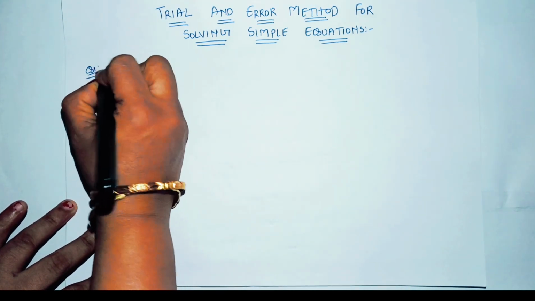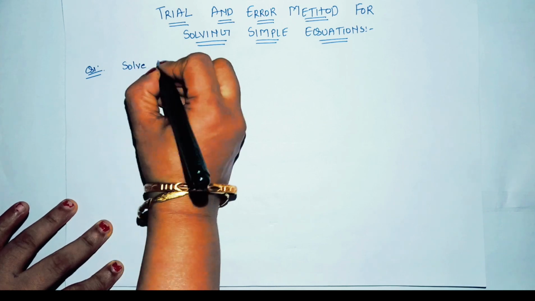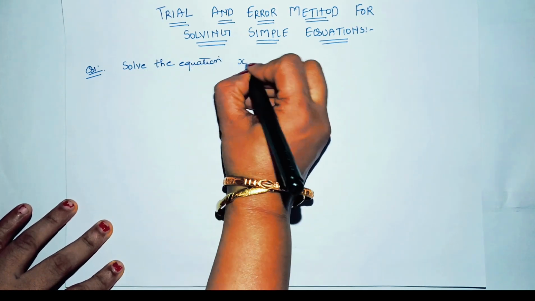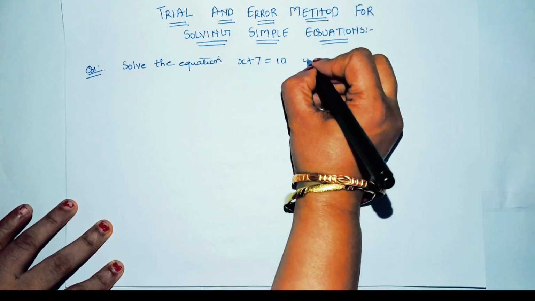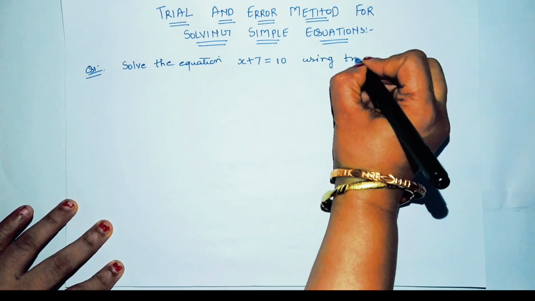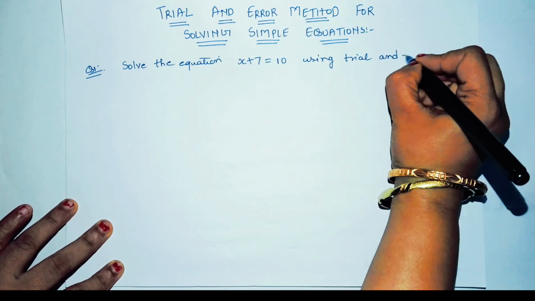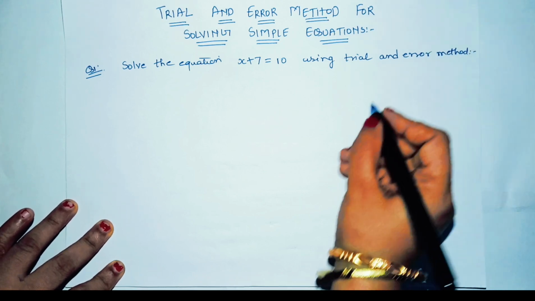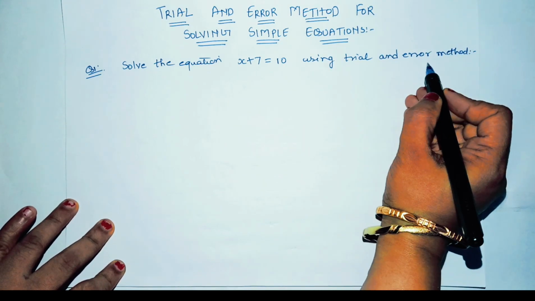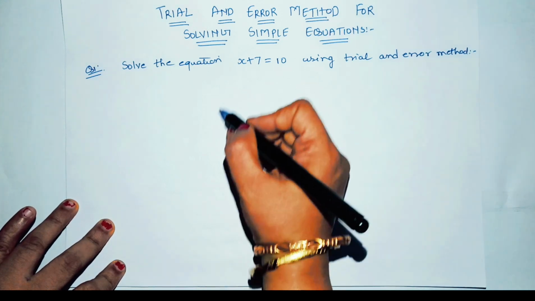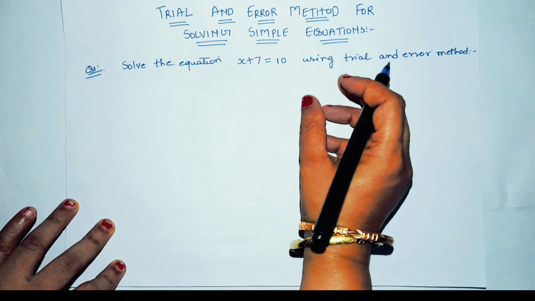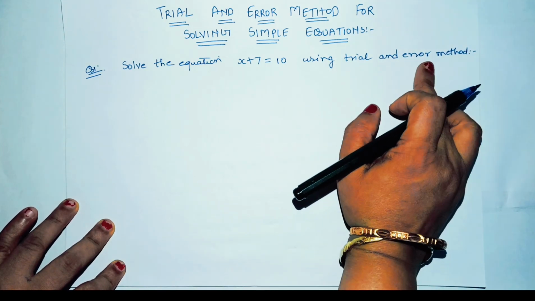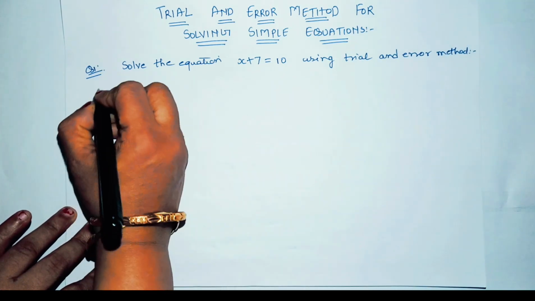Question 1. Solve the equation x plus 7 equals 10 using the trial and error method. Now these steps are not supposed to be written in the examination paper. These steps are just to understand how to find the solution of an equation by using the trial and error method. Now step 1.